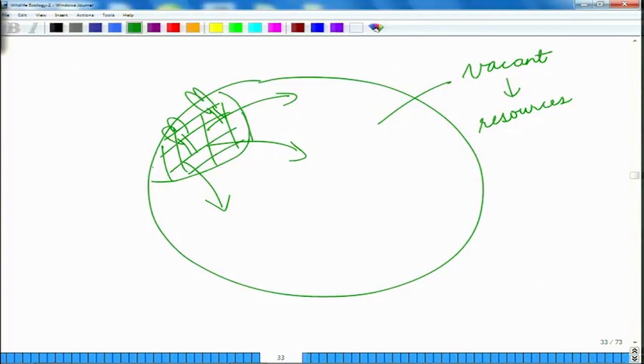Now, if you have some birds in this area, those birds would be carrying those seeds from this area probably to this area as well. Or maybe some amount of seeds would come out because of a wind flow or because of a water flow. So, there are a number of situations.